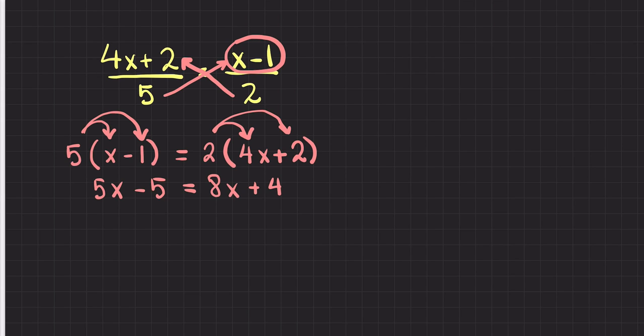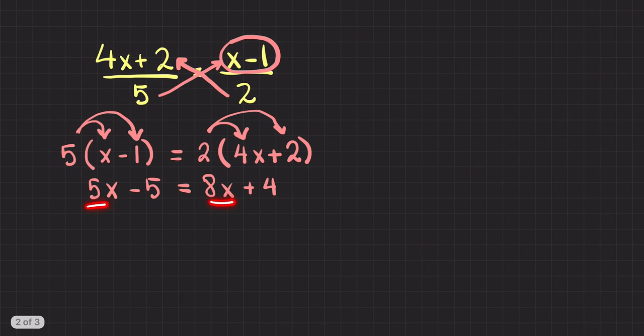Okay. If I look at this equation, I don't have any like terms to add on this side of the equation or like terms to add on the right side of the equation. So that's something I'm not going to do. But I do have x's on both sides. So I need to put all the x's on one side.